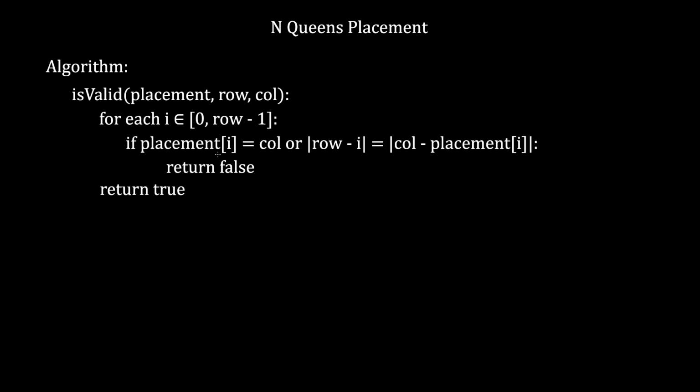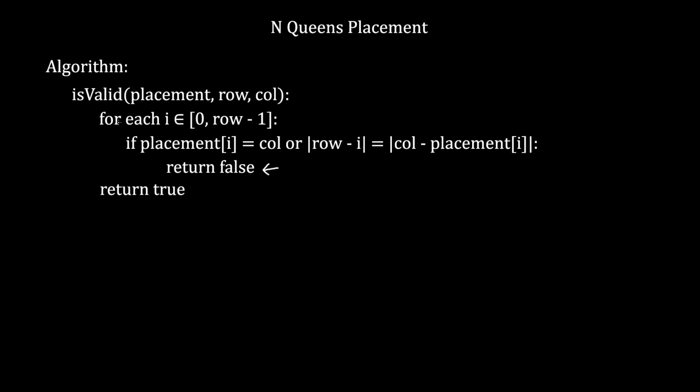I first check if placement of i equals col, which means that that queen is on the same column with the queen that I'm trying to place now. So I'm going to return false if that happens, right? That's not a valid configuration. Or I check if they attack each other on diagonal, and I check if the absolute difference of row minus i equals the absolute difference of col minus placement of i. If for any of these queens something like this happens, I'm going to return false.